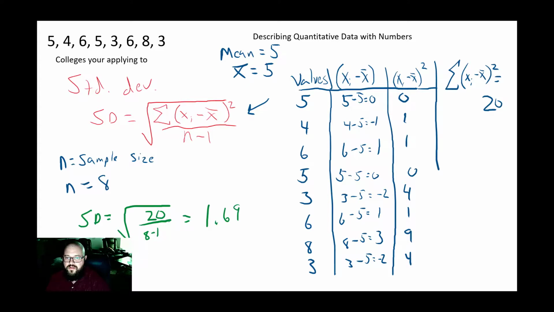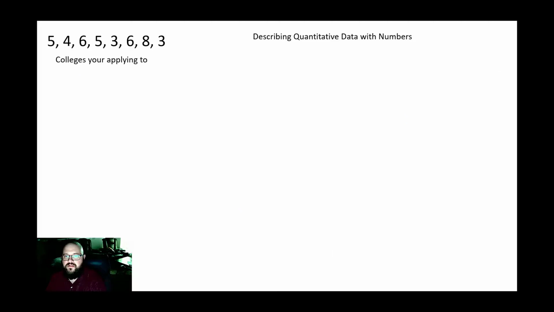Now that you have figured out your mean, your median, your standard deviation, and also your range, you remember how to do the range, max minus min. So with those values, we'll say our standard deviation was 1.69, our mean was 5, our median was 5, our sample size was 8, and our range was 5.